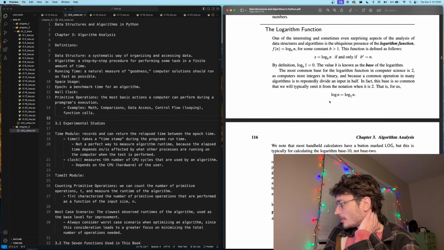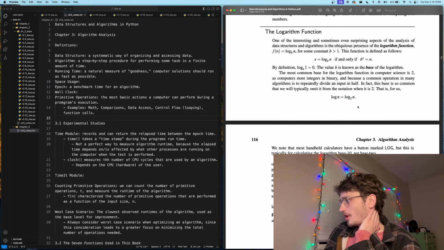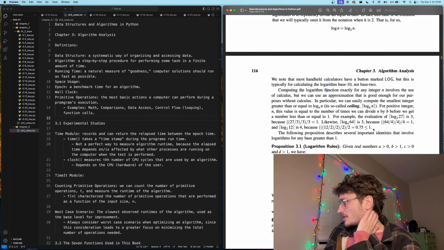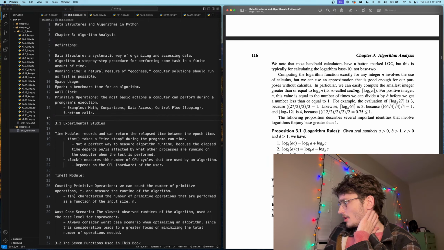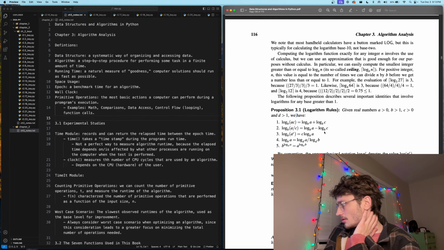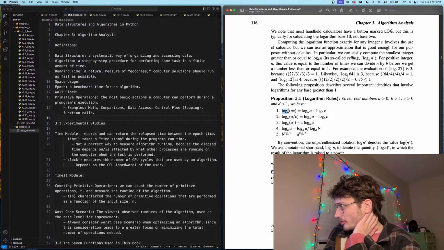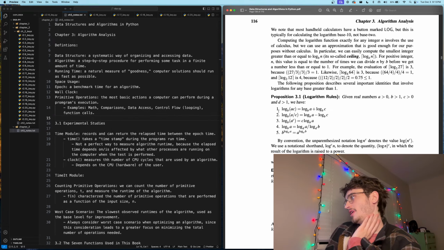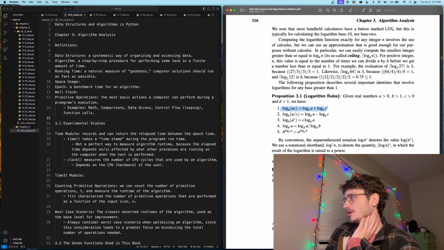Log n is considered log base 2 of n in our notation. We note that on most handheld calculators, log is base 10, not base 2, for computing logarithmic functions. The following proposition describes several important identities that involve logarithms for any base greater than 1. Proposition 3.1, logarithm rules. Given real numbers a greater than 0, b greater than 1, c greater than 0, and d greater than 1, we have log base b of ac. These are just basic rules for refactoring the log. This is like what we did in calculus. I remember this.